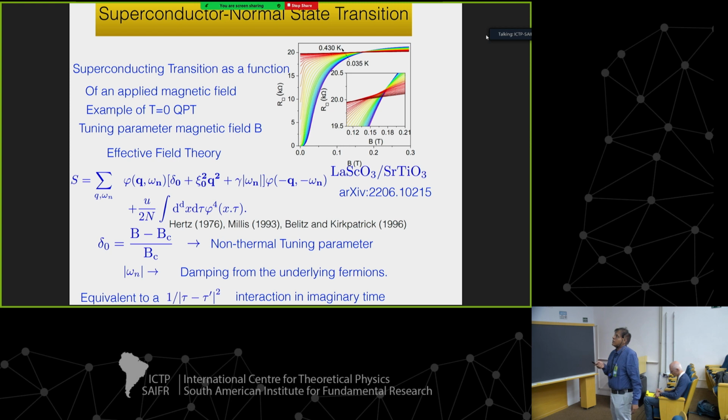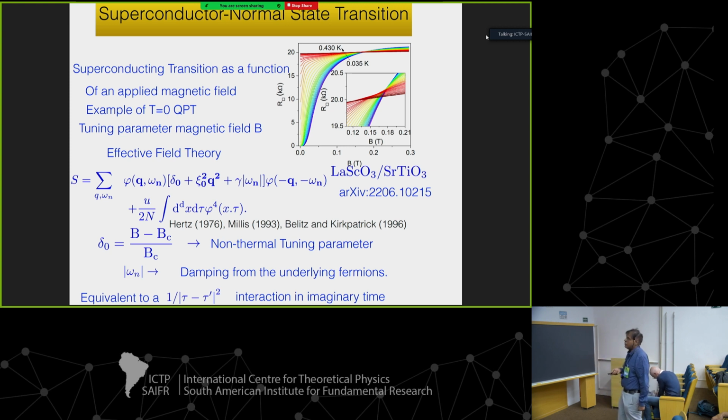Correct? The distance to criticality for this model is essentially encoded in this delta naught. For example, if you think of something which is field-tuned, this delta naught is effectively how far you are away from the critical point BC. So it's a non-thermal tuning parameter that encodes the quantum phase transition. The other important point is this mod omega. This mod omega is what is called the Landau damping. It provides the damping to the order parameter degrees of freedom. That is what comes out of integrating out the fermions. It's the fermions that live around the Fermi surface that give you this mod omega.